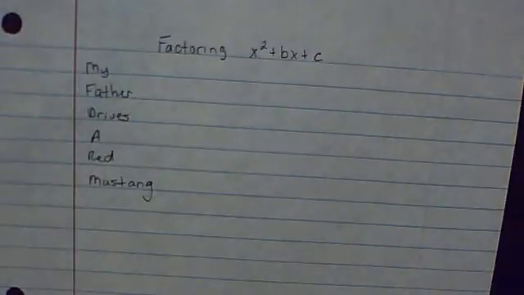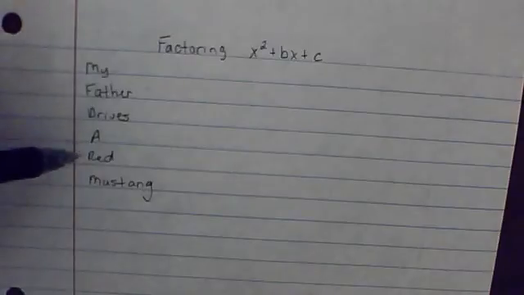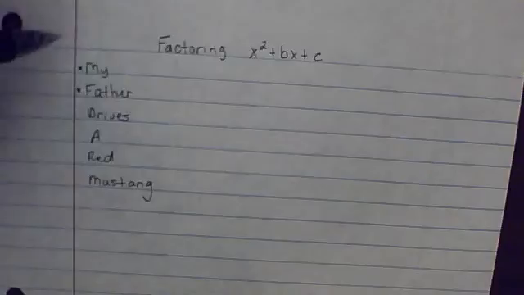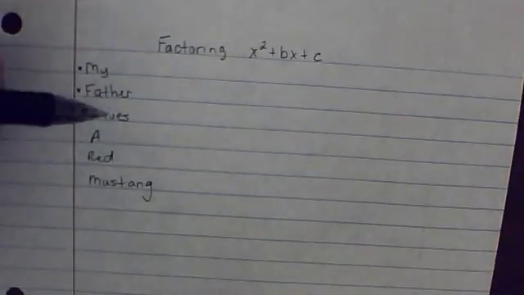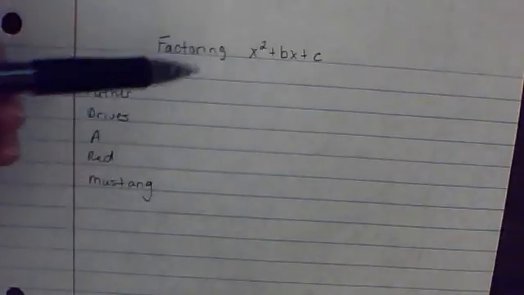Yesterday we looked at factoring using greatest common factor, and today we're going to be factoring trinomials, and we're going to start looking at this phrase, "my father drives a red Mustang." Today we're going to focus on these first two pieces, the M and the F, that actually stand for something that we'll look at in a second. But what we're going to be doing is factoring these trinomials that are in this format.